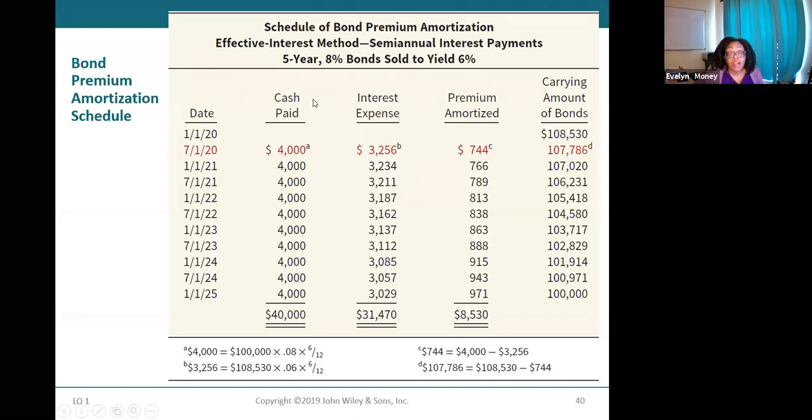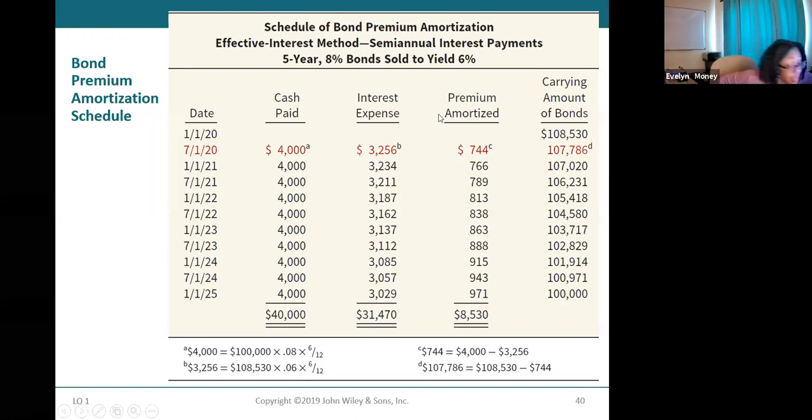But we still need to prepare our amortization schedule because interest expense under the effective interest method will be different every single period. This time, interest expense will decrease. The amount of premium that we're amortizing is increasing, but the carrying value is decreasing as well. And we expect the interest expense to decrease because interest expense is lower over the life of the bonds when bonds are issued at a premium. The bondholders are earning a lower rate of interest than what we're paying out.